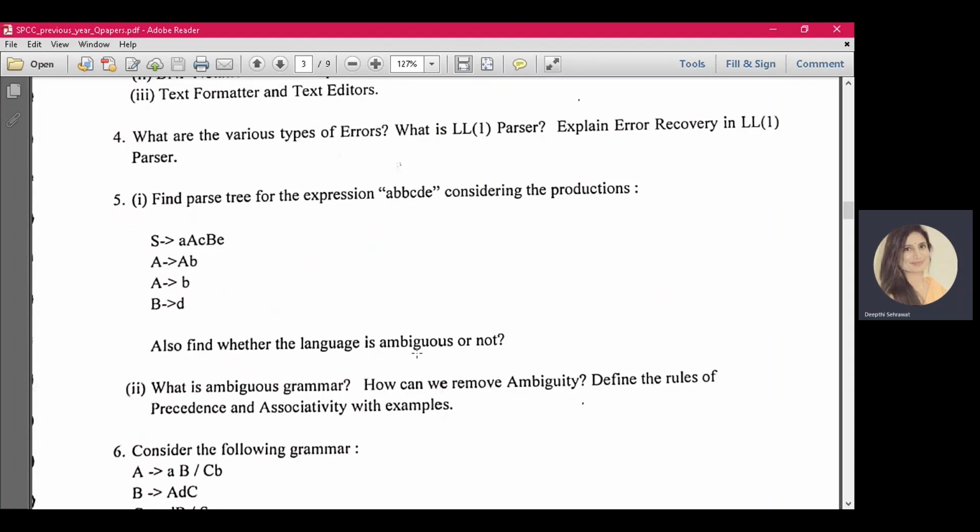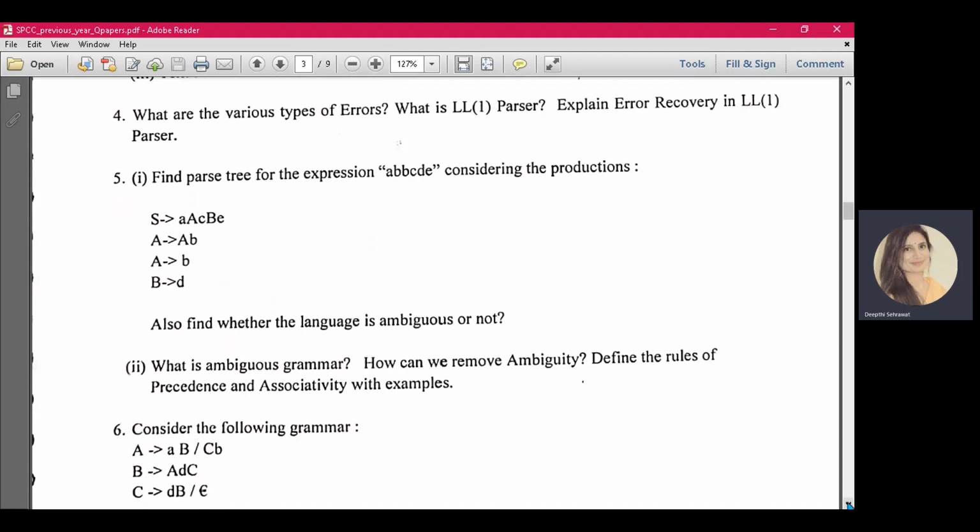And if it is derived by only one method, means there is one derivation tree possible, then it is not ambiguous, right? Then again, they have asked what is ambiguous grammar, how can we remove ambiguity, define the rules of precedence and associativity with examples that we have done in the class very nicely, right, in detail.